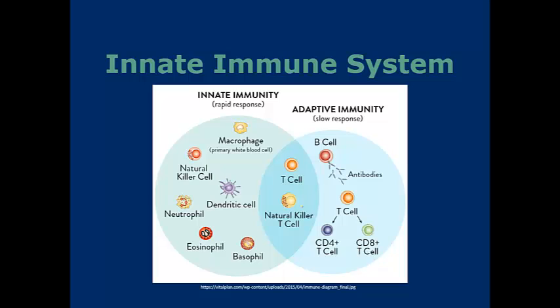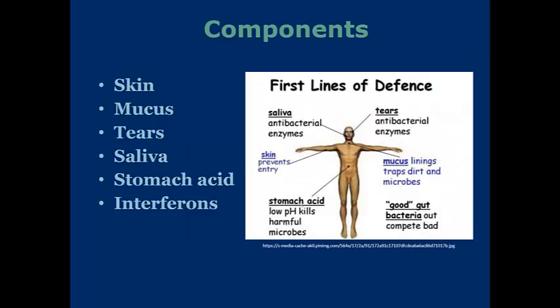On the left of this diagram are cells that would constitute the innate immune system. Often, these two are marked as rapid response and slow response, as the diagram states. There are some components to the innate immune system, and they're listed to the bottom left. All of these should be fairly self-explanatory in terms of their function.